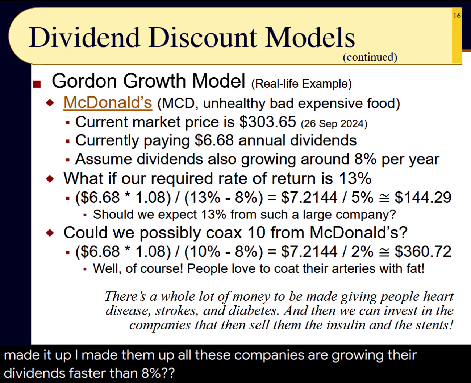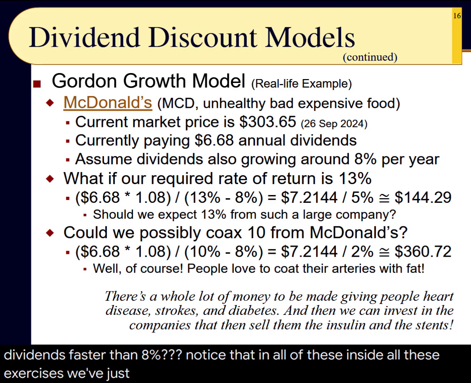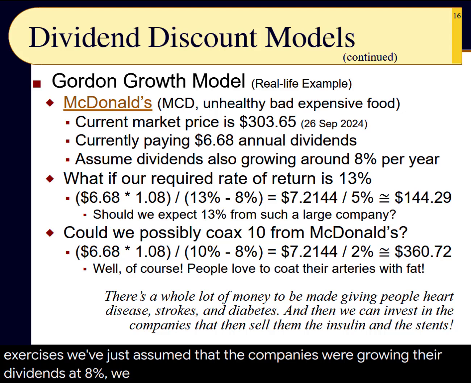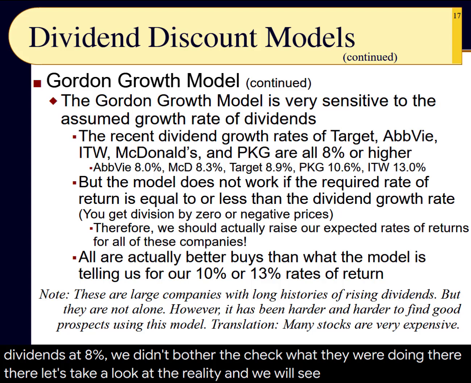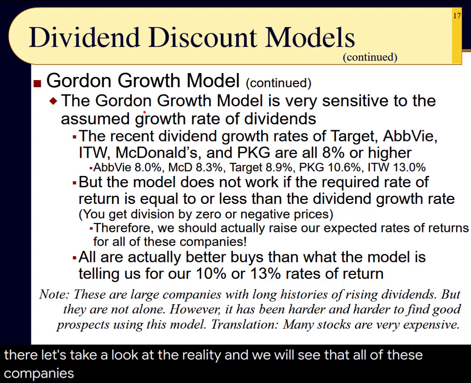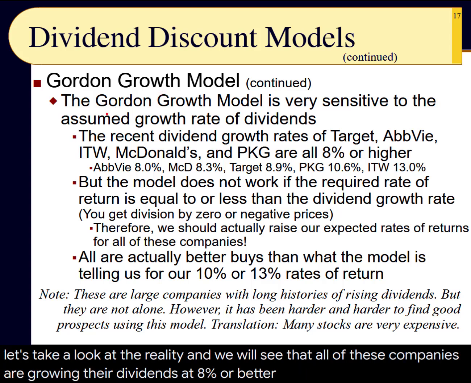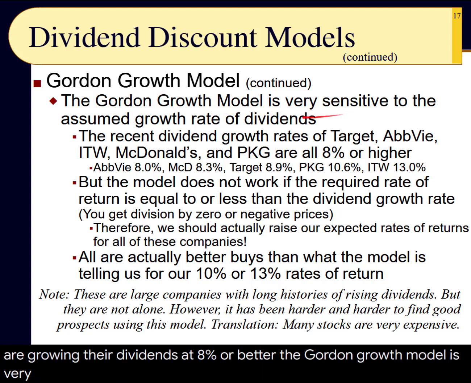Folks, notice that in all these exercises, we've just assumed that the companies were growing their dividends at 8%. We didn't bother to check what they were growing their dividends at. Let's take a look at the reality, and we will see that all of these companies are growing their dividends at 8% or better. The Gordon growth model is very sensitive to the assumed growth rate of dividends.